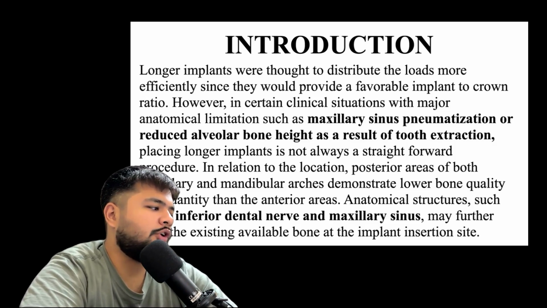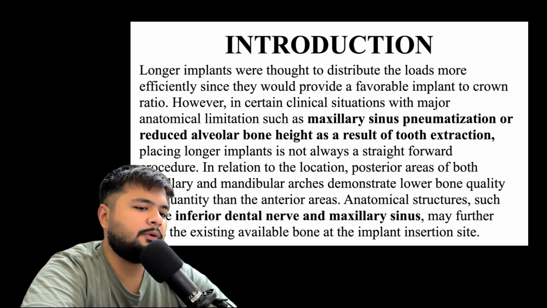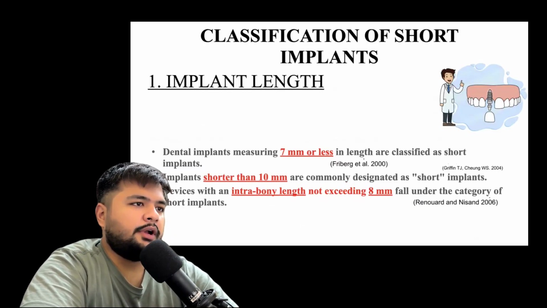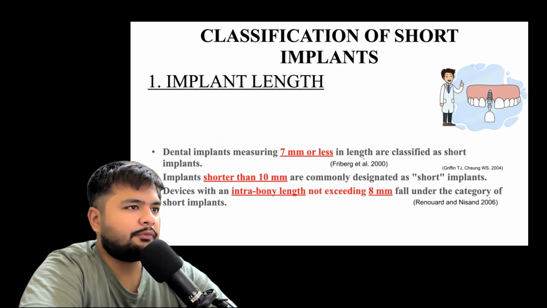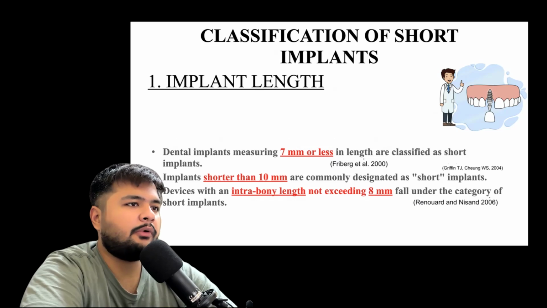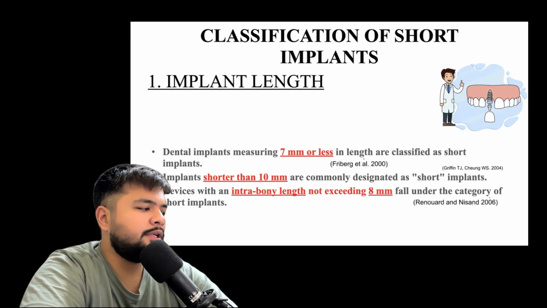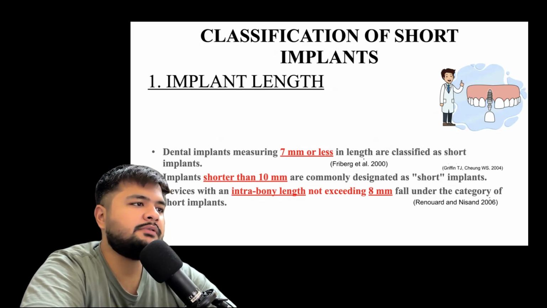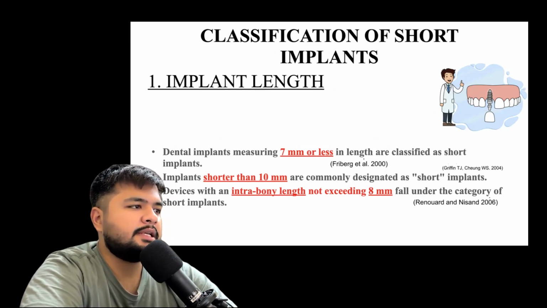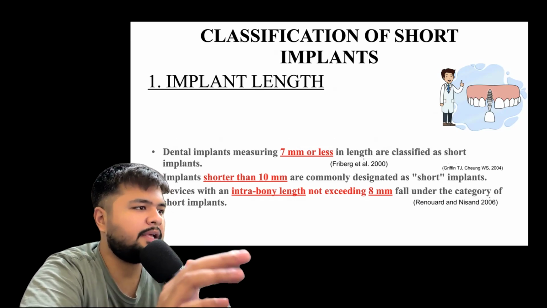So, short implants can be classified into three types. According to the classification, there were different classifications. First of all, in the year 2000, Freeberg et al. defined short implants as 7 or less. Then came Griffin and Cheung in 2004, who described short implants as those less than 10. And then came Renard and Nisand in 2006, who declared that implants less than 8 were to be referred to as short implants.